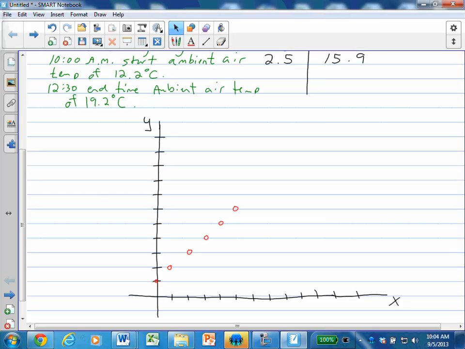So I got a good graph, or what? Good graph, Wendy, or what? There's no units on it. Okay, that's no good. No title, right? No labels.